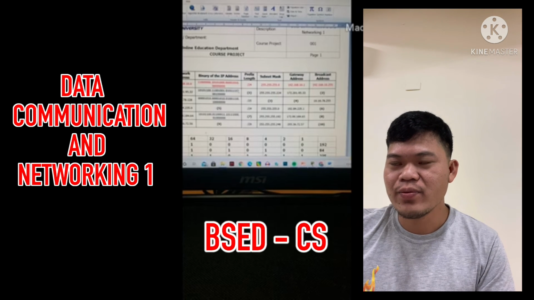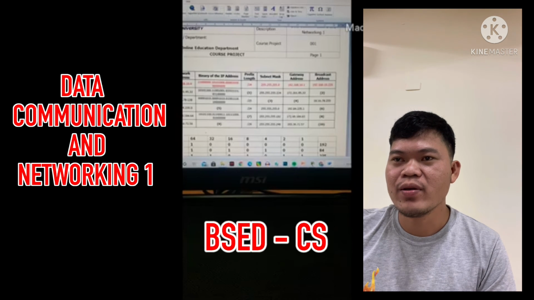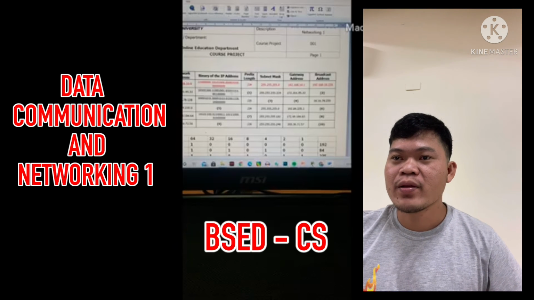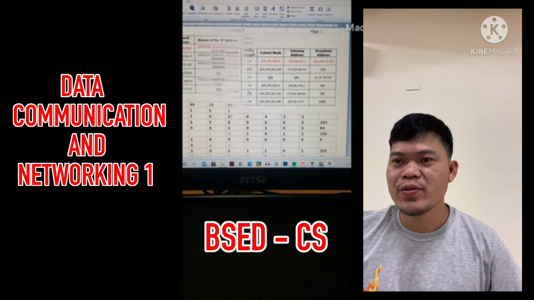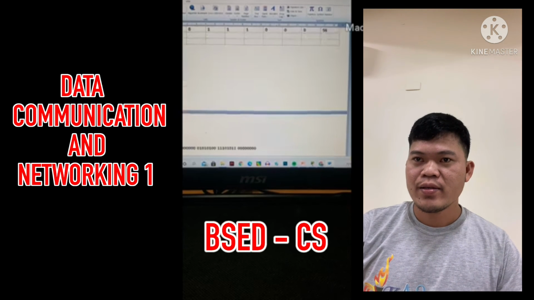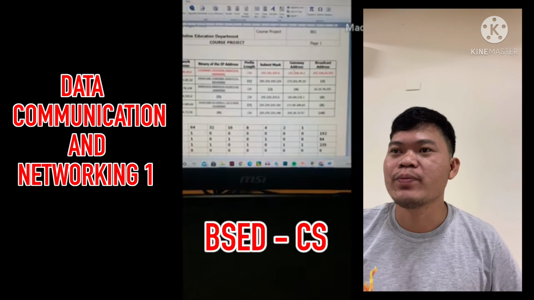Since we have borrowed from the host, it is a 3. These are 3 numbers from the host, 3 bits from the host. It is equivalent to 27. So 24 plus 3 is equal to 27. So the answer for the number 1 is 27. And then for the number 2.